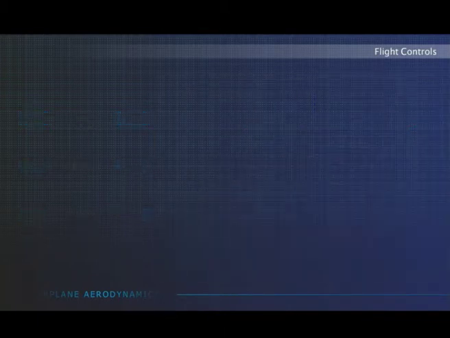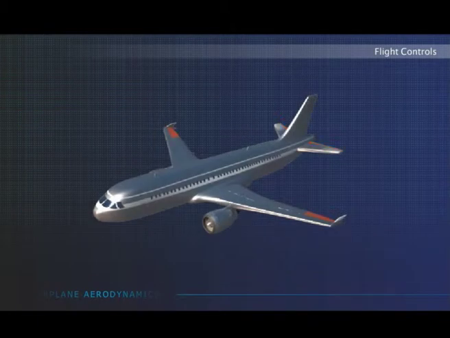Control surfaces are usually hinged near the extremities of the airfoil so that they can have the greatest moment arm from the center of gravity.